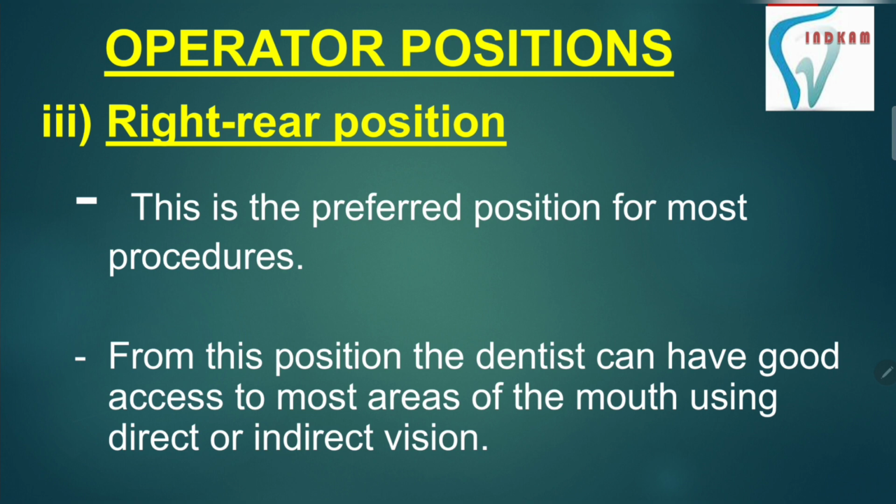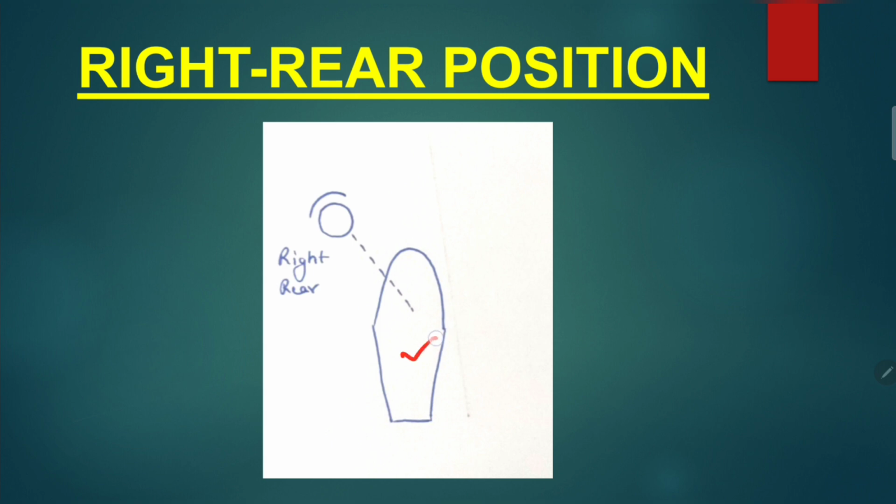The third position is right rear position. This is a preferred position for most of the procedures, and from this position the dentist can have good access to most of the areas of the mouth using direct or indirect vision. See in the diagram, this is the dental chair and this is the stool. The dentist is sitting just rear to the patient. It is not extreme rear, it is just rear position in relation to the patient, and that's why it is called right rear, or it is called 11 o'clock position.